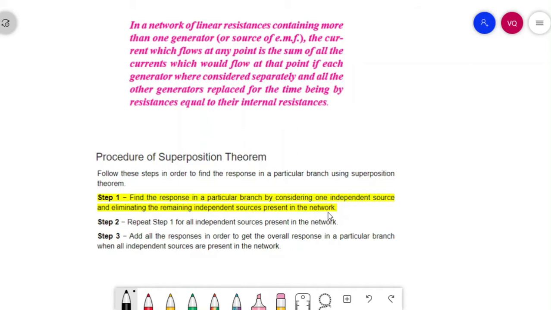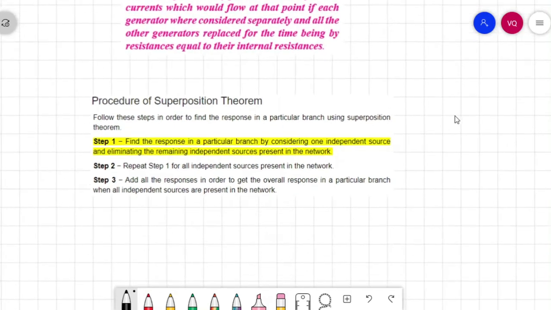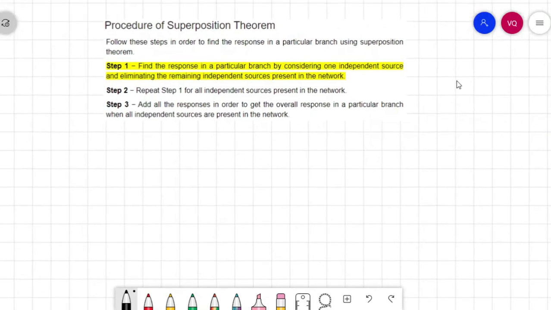So repeat step 1 for all independent sources present in the network. Step 3, add all the responses in order to get the overall response in a particular branch when all independent sources are present in the network. So for this superposition theorem, we will have an example.